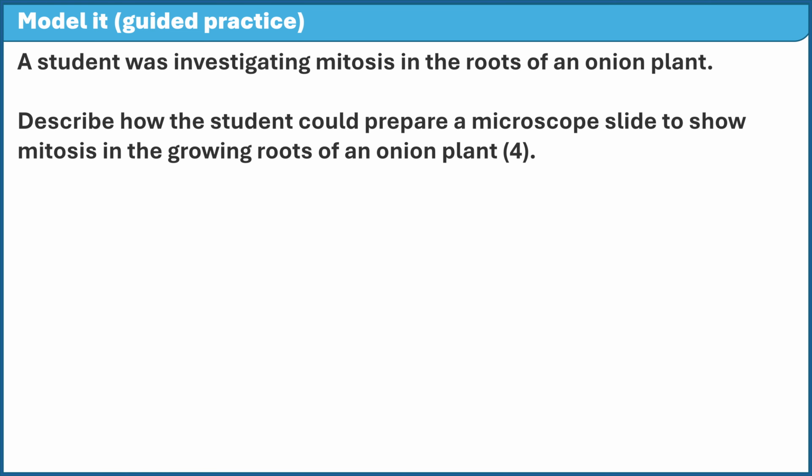So now it's time for us to do some guided practice together. We're going to have a look at an example answer to an exam question and discuss why it was awarded marks or why it didn't get any marks. So the question is, a student was investigating mitosis in the roots of an onion plant. Describe how the student could prepare a microscope slide to show mitosis in the growing roots of an onion plant. This is a 4-mark question.